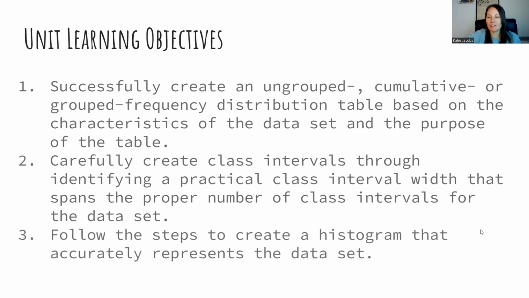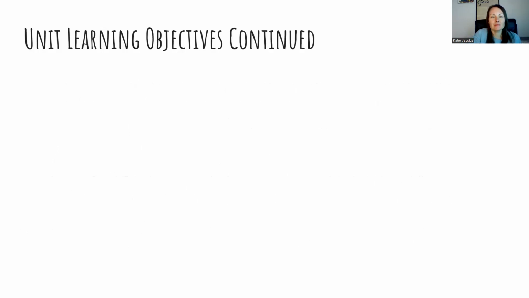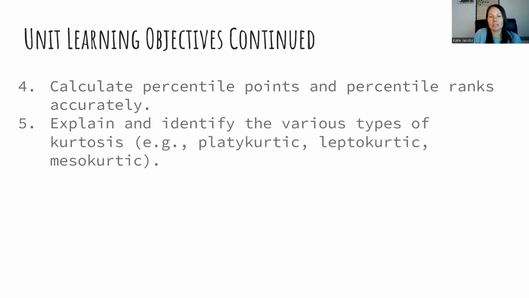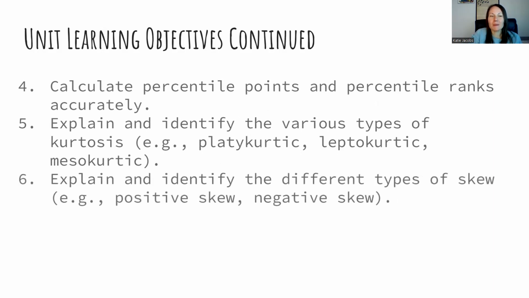I want you to be able to follow the steps to create a histogram that accurately represents the data set. I also want you to be able to calculate percentile points and percentile ranks accurately. I want you to be able to explain and identify the various types of kurtosis, for example, platykurtic, leptokurtic, and mesokurtic. I also want you to be able to explain and identify the different types of skew.